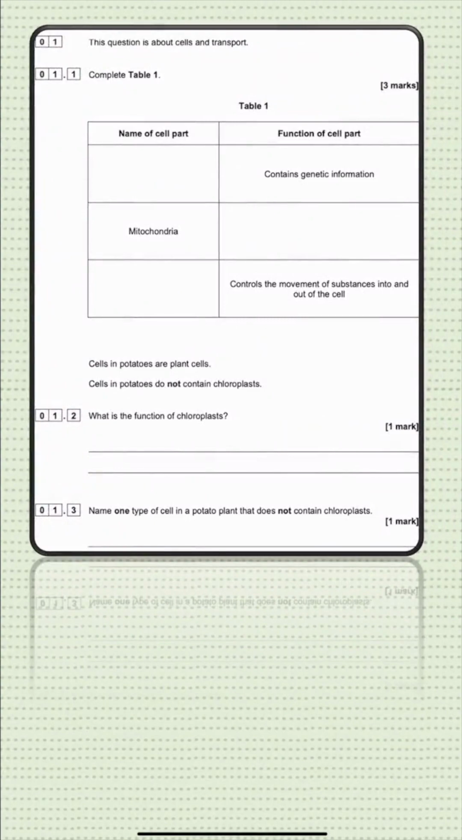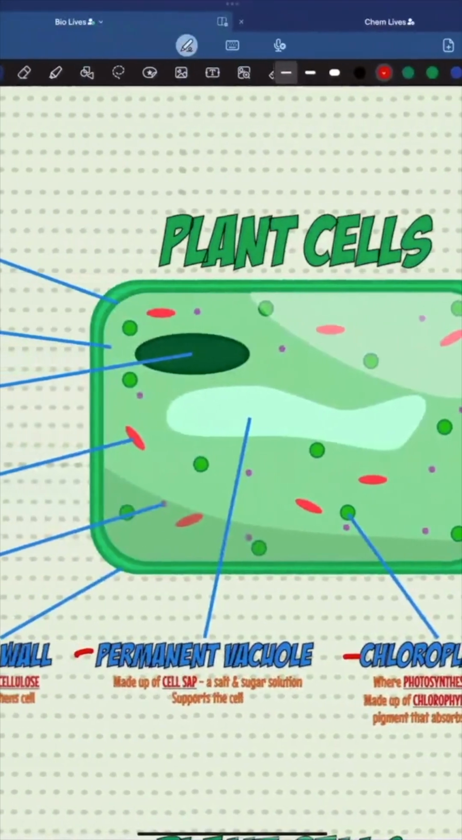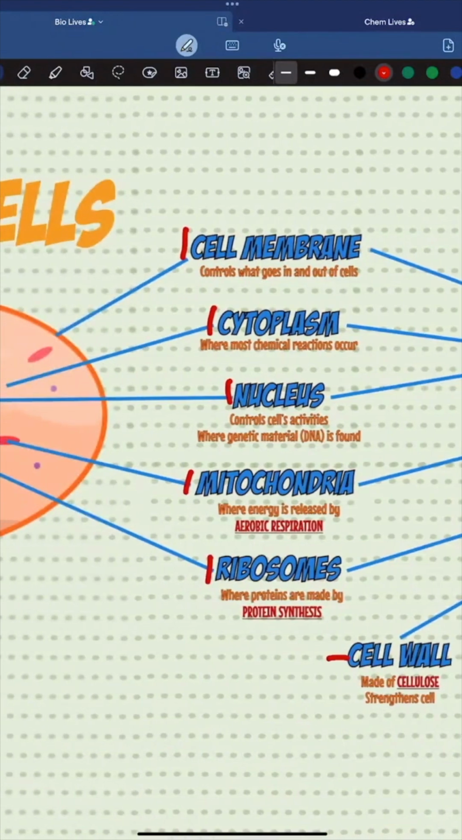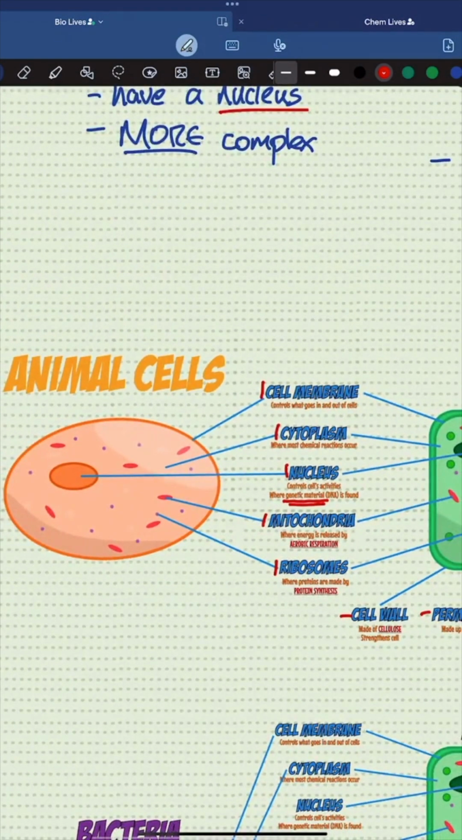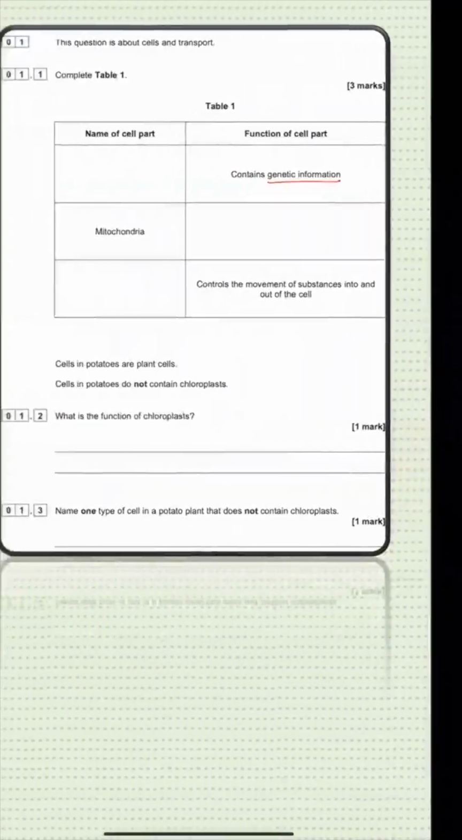So this is an exam question. I think this came up 2 to 3 years ago. So hopefully it's a more straightforward one. Top one, which part of the cell contains genetic information? Let's look back at our notes here. Genetic information, that's going to be the nucleus. Genetic information in animal cells. Yep, so that's the first answer.